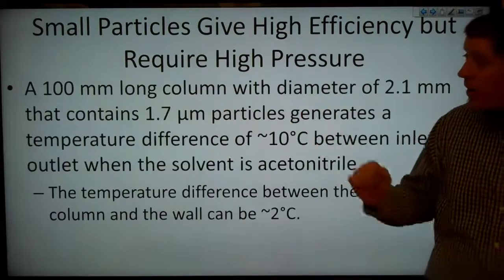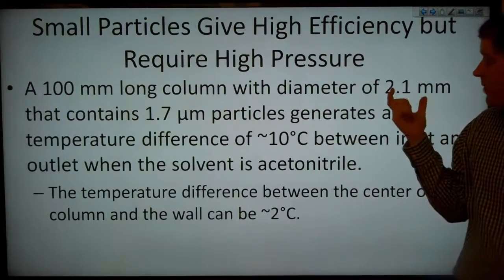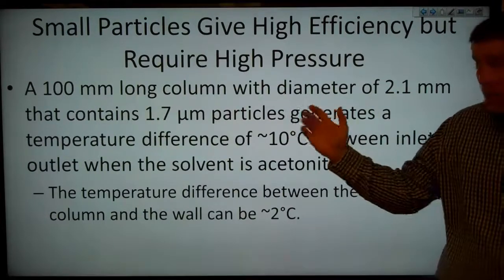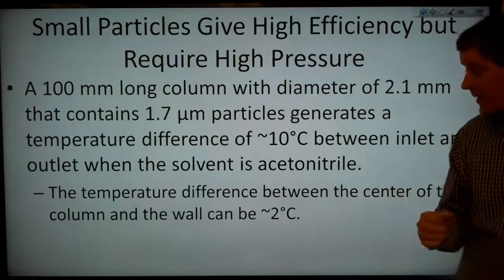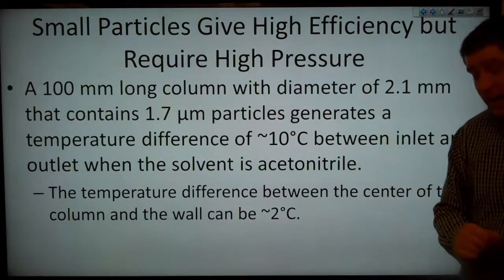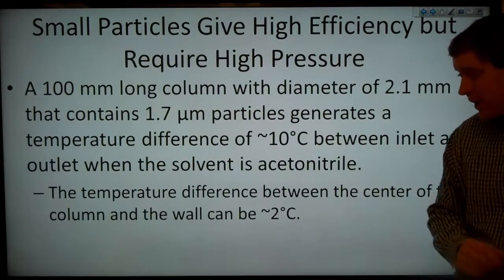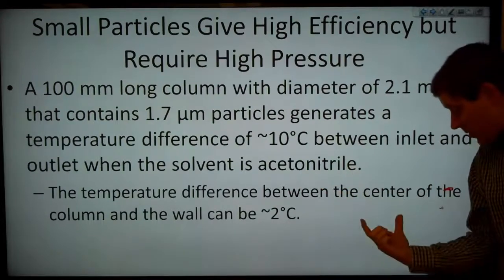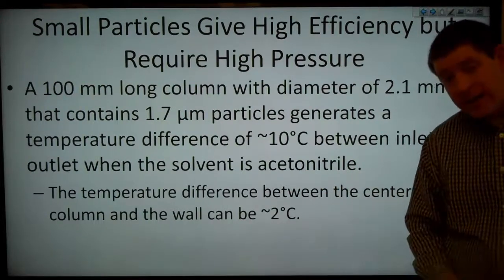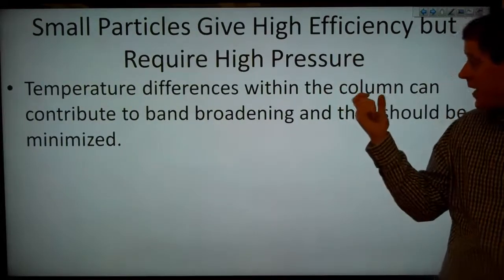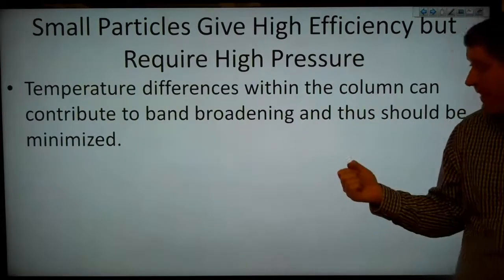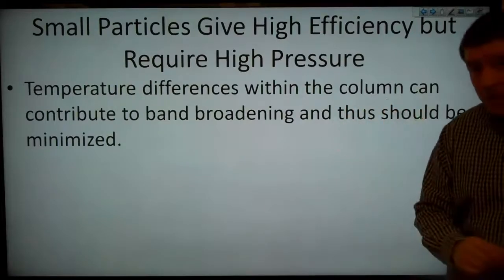So a 100 millimeter long column with a diameter of 2.1 millimeters that contains 1.7 micron particles generates a temperature difference of around 10 degrees C between the inlet and outlet when the solvent is acetonitrile. The temperature difference between the center of the column and the column wall can be around 2 degrees Celsius. So temperature differences within the column can contribute to band broadening and thus should be minimized.